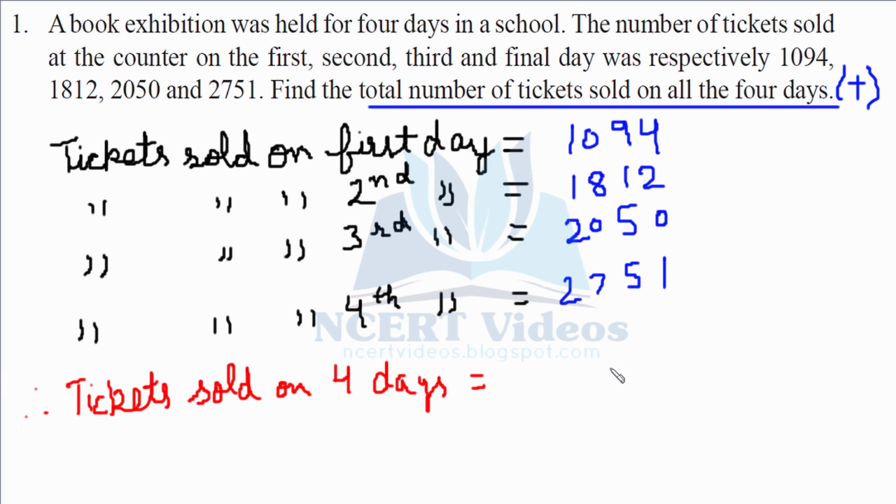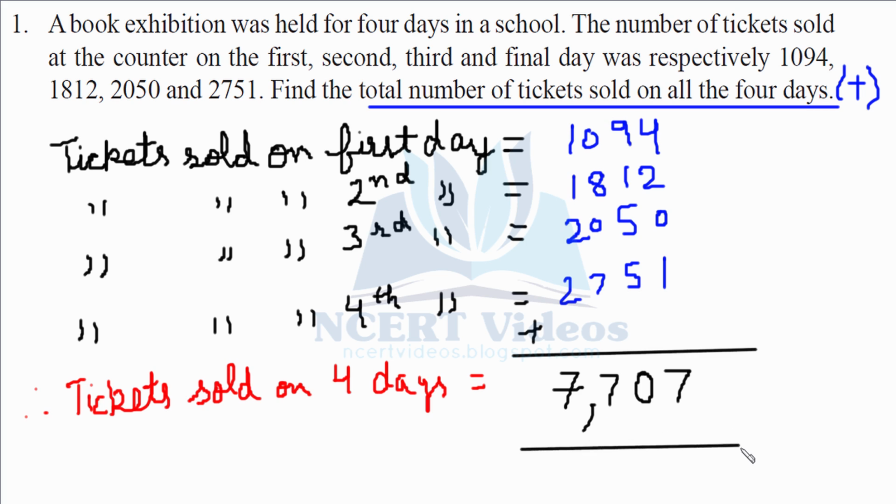Simply adding them all. Seven, 9, 1, 10, 20, 0. 8 plus 2, 10, 17. 1 carries to the 4, 5, 6, 7. So that gives us 7,707 tickets sold on all 4 days. So that makes your question number 1.